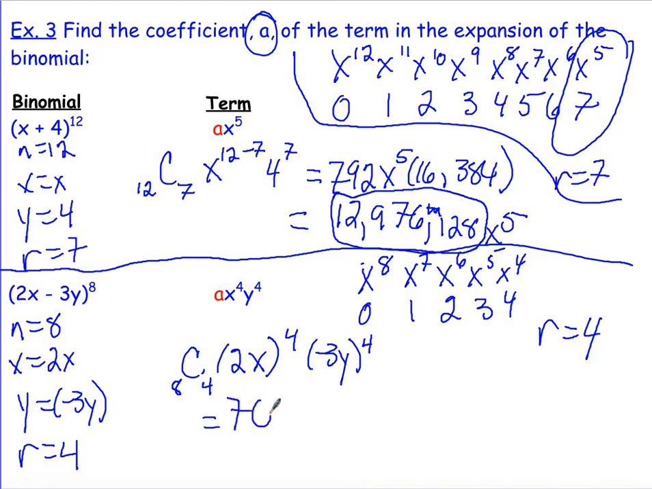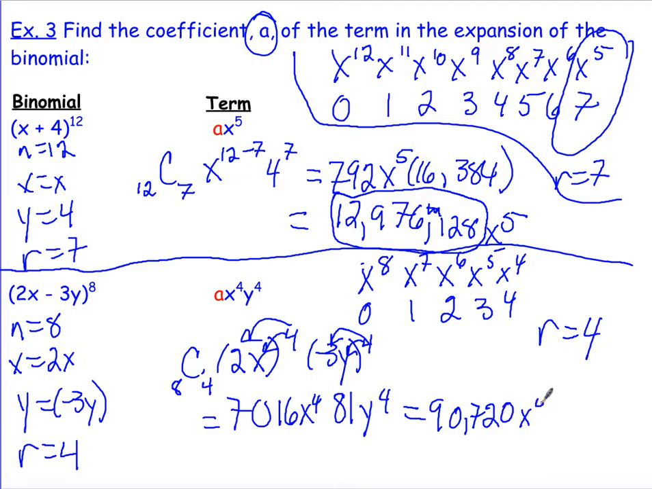So this is 70 times 2x raised to the 4th power. So this becomes 16x to the 4th. Remember, you have to distribute the exponent. There's no plus here. So 2 gets raised to the 4th and x gets raised to the 4th. And then we have negative 3 raised to the 4th power, which is 81. And then y to the 4th. And then you put this all together, we get 90,720 x to the 4th y to the 4th. But all we're interested in is the coefficient right here.